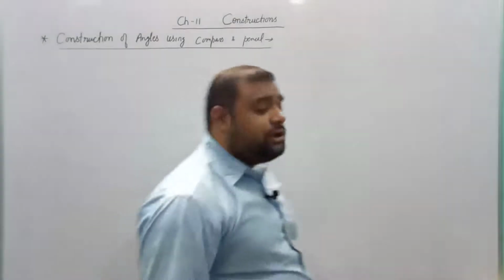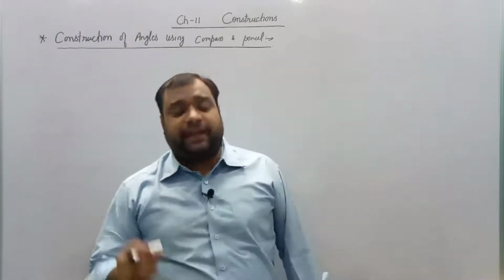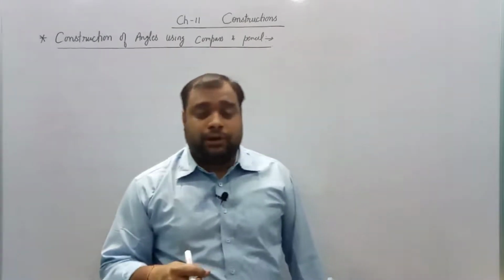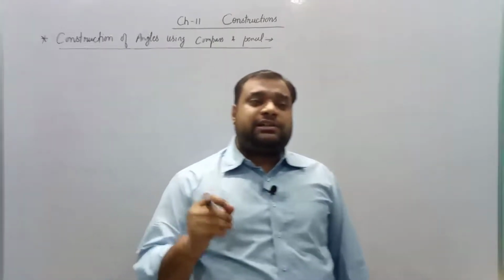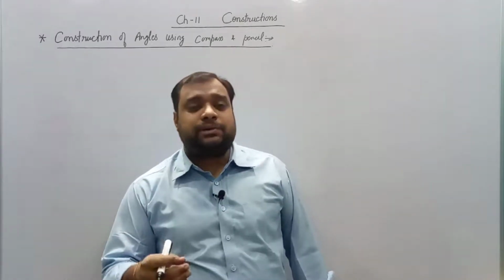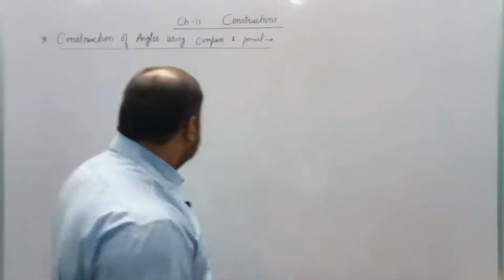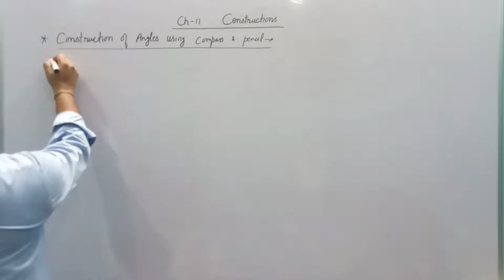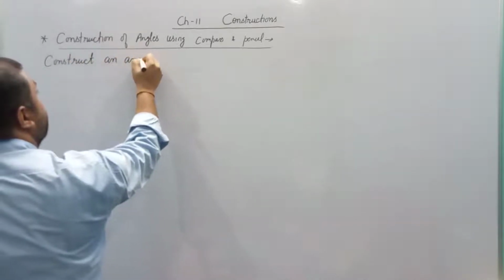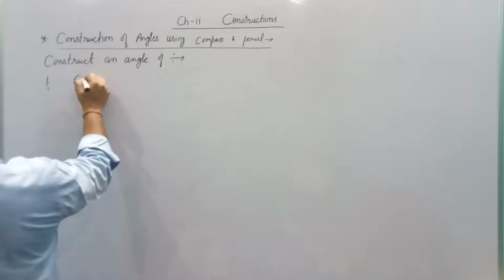Okay, now we have to construct angles using compass and pencil. We do not have to use a protractor to construct an angle. So which angles can we construct with compass and pencil, while we do not have to use a protractor? We can construct those angles which are multiples of 15. The angles which are multiples of 15 are the ones we can construct with compass and pencil. So we will start with 60 degrees. First is to construct an angle of 60 degrees.